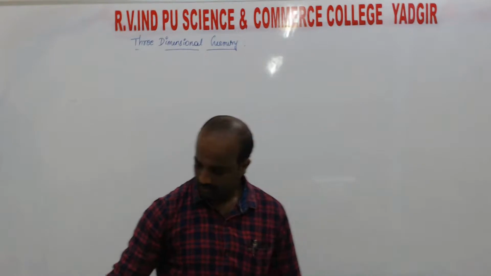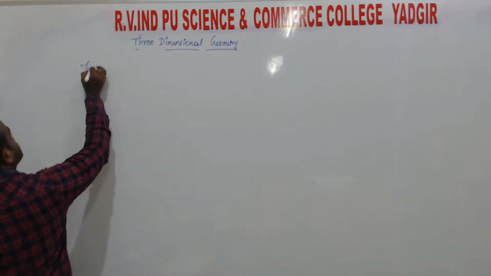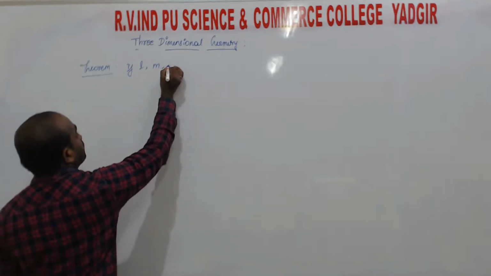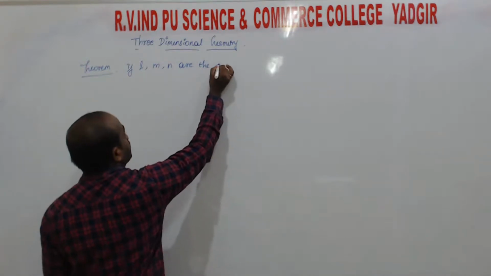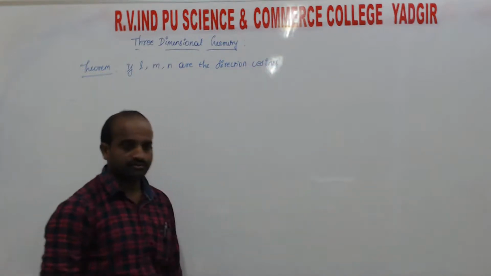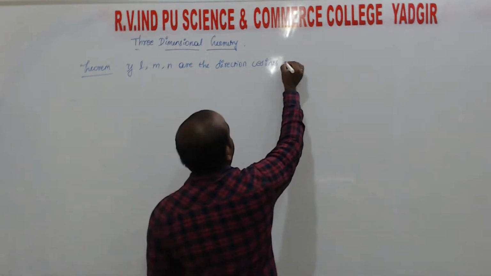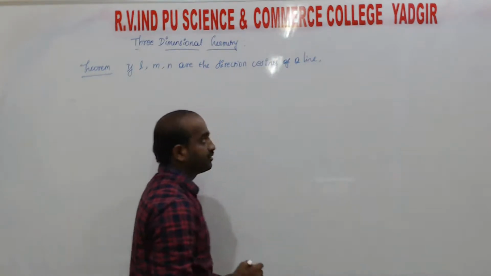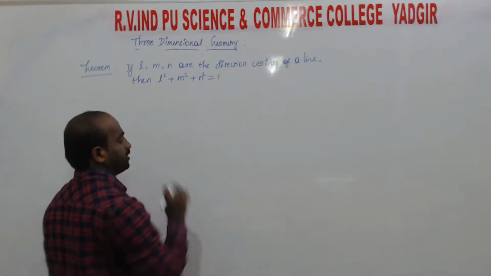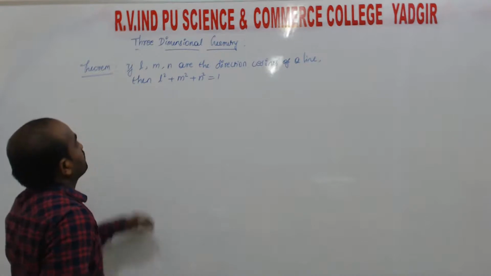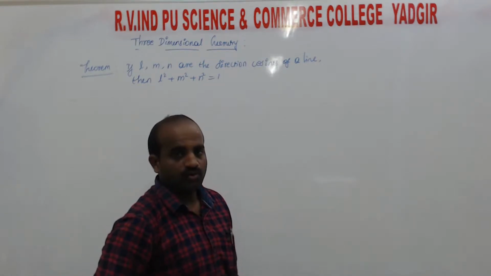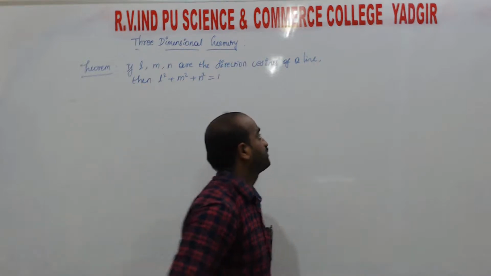Next, one theorem is there. If L, M, N are the direction cosines of a line, then L square plus M square plus N square is equal to 1. That is, cos square alpha plus cos square beta plus cos square gamma is also 1, because L, M, N are cos alpha, cos beta, cos gamma. Prove.